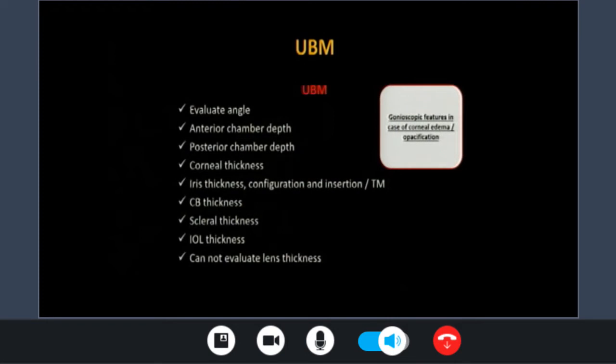Now, the utilization for UBM will be for evaluation of the angle, anterior chamber depth in case of dense corneal scar, posterior chamber depth, corneal thickness sometimes, iris thickness, configuration and insertion, ciliary body thickness, scleral thickness, IOL thickness, but it cannot evaluate for us the lens thickness because of what? The poor penetration.